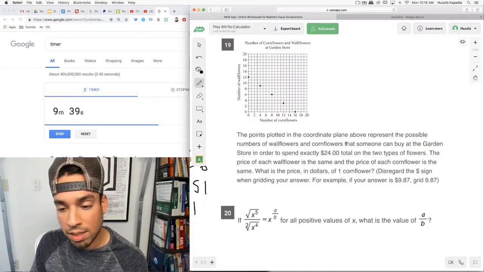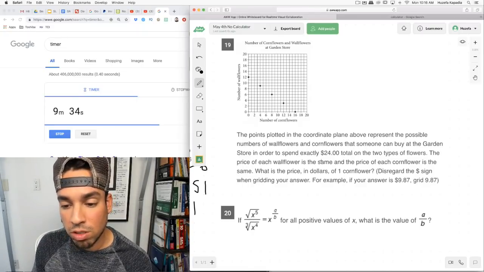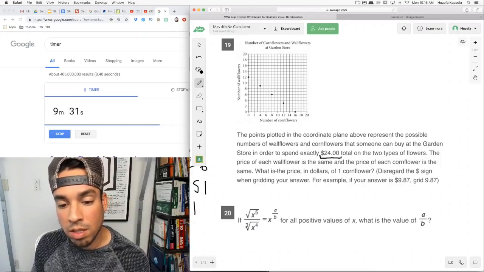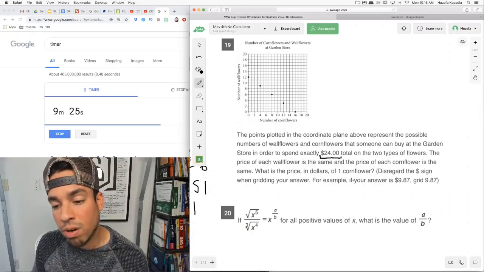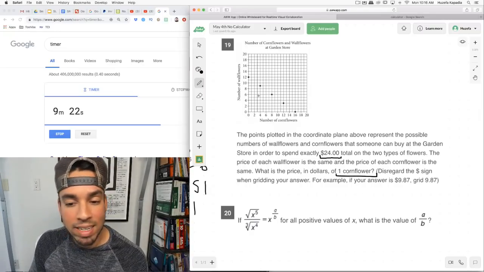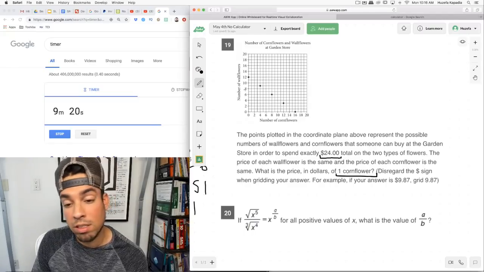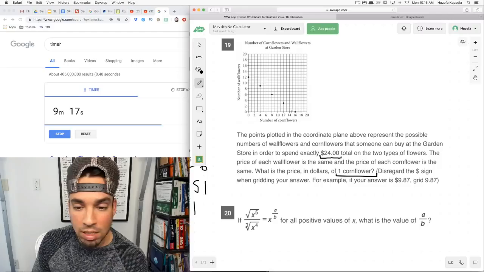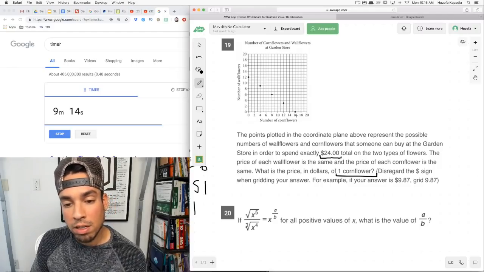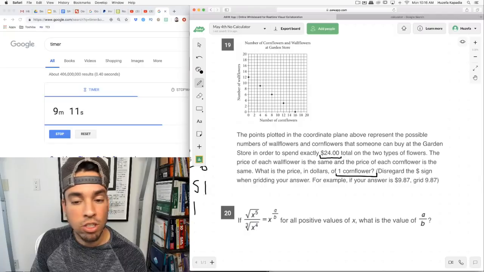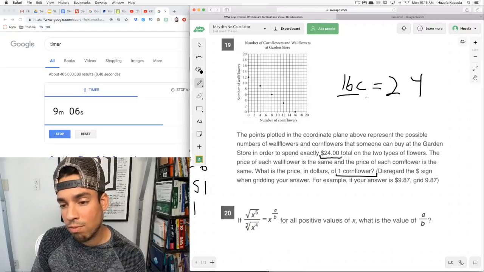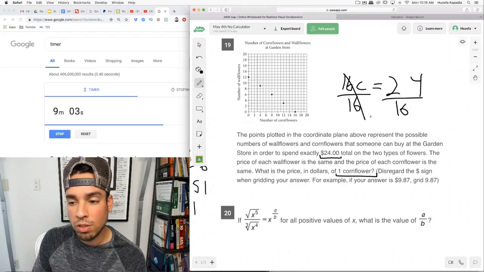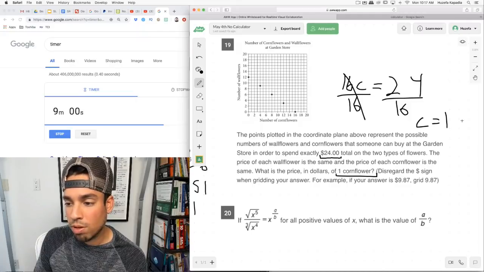The points plotted in the coordinate plane above represent possible numbers of wallflowers and cornflowers that someone can buy at the garden store to spend exactly $24. The price of each wallflower is the same, and the price of each cornflower is the same. What is the price in dollars of one cornflower? Okay, my easiest thing here. We can do a system of equations, but because they provide these nice points, I don't need to do much. I know that if I buy 16 cornflowers, my total is going to be 24, because the total is always 24. Therefore, I can solve this simple equation and get 1.5.